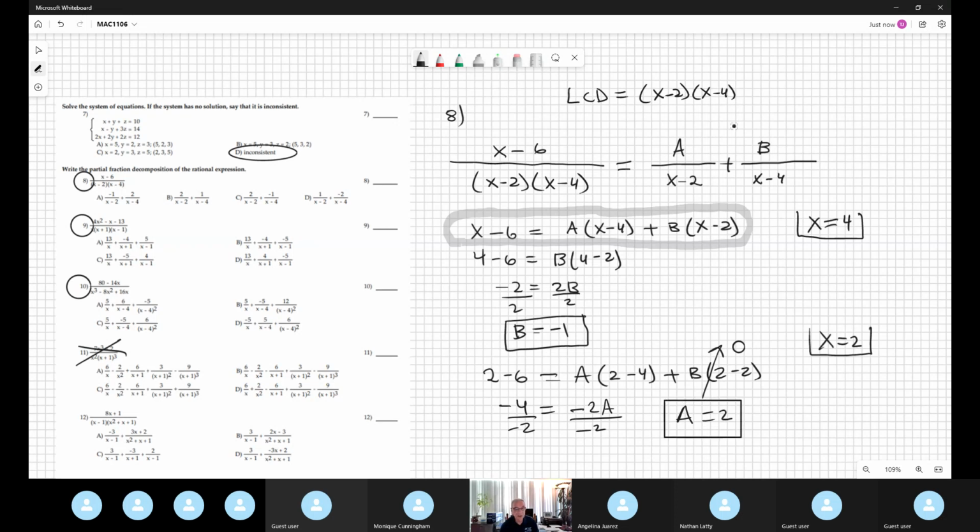So what is the answer? The answer is, you replace mentally, not on the piece of paper, A is 2 and B is negative 1. And negative 1, you write here whatever you want, or you write either way here.